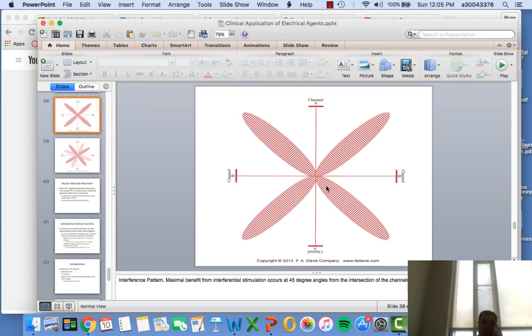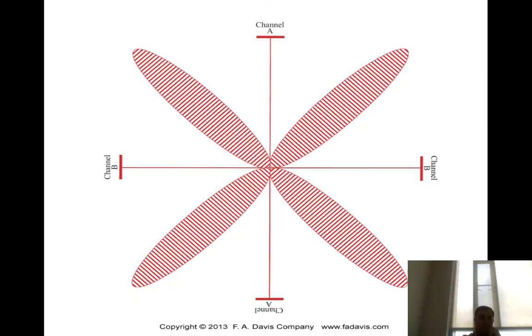This is an interference pattern. The maximal benefit from IFC occurs at a 45-degree angle from the pads. As you can see, channel B horizontal, channel A vertical, and at a 45-degree angle it looks like a four-leaf clover, and they're getting the benefits all throughout the treatment area, centered on the midpoint.